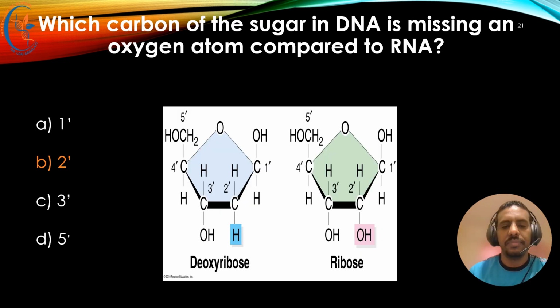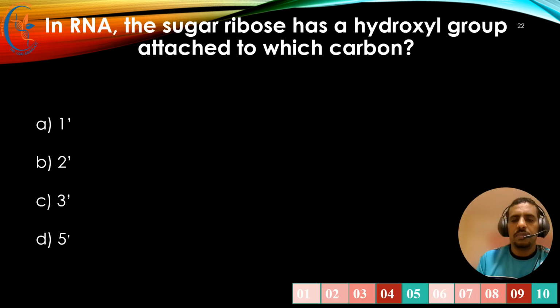In DNA, the sugar deoxyribose is missing an oxygen atom on the 2' carbon compared to the sugar ribose in RNA. This absence of an oxygen atom on the 2' carbon distinguishing deoxyribose from ribose is crucial for the structural difference between DNA and RNA. So the correct answer is carbon number 2. All right, let's move on.